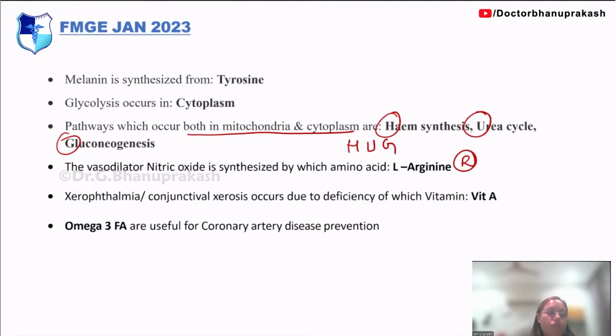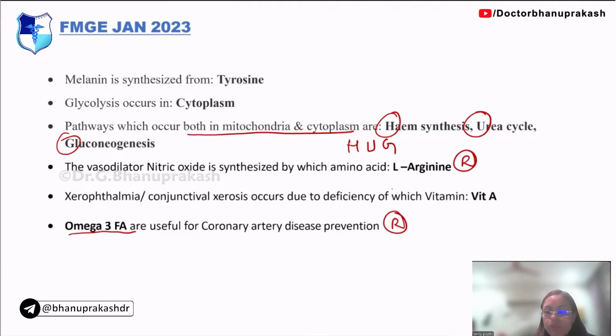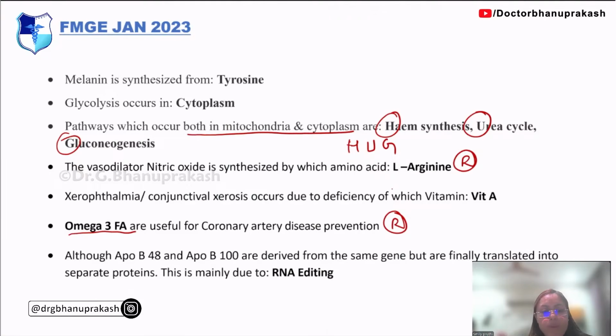I've just taken 2 hours of teaching here, and most of the one-liners from these last 11 papers of FMG are done. Okay, omega-3 fatty acids are useful for coronary artery disease prevention because omega-3 are cardioprotective. This is also a repeat question. Although ApoB48 and B100 derive from the same gene, they are finally translated into separate proteins. We have done this, RNA editing.